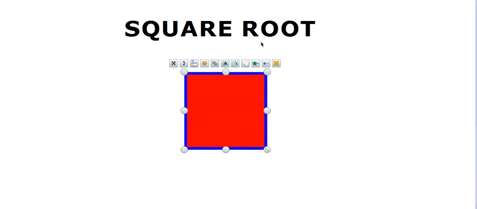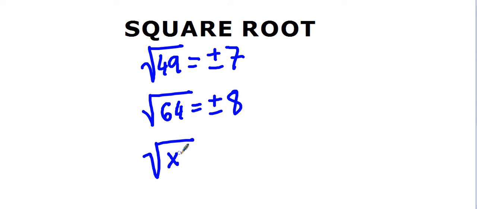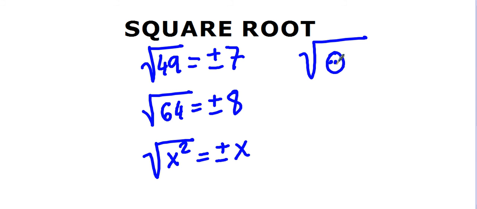And one more, or maybe a few more. So for example, the square root of 49 would be plus or minus 7. The square root of 64 is plus or minus 8. Now what is the square root of x to the power of 2? Well, that would be plus or minus x. The square root of a smiley to the power of 2 would be positive or negative smiley. And that's all about the square root so far.